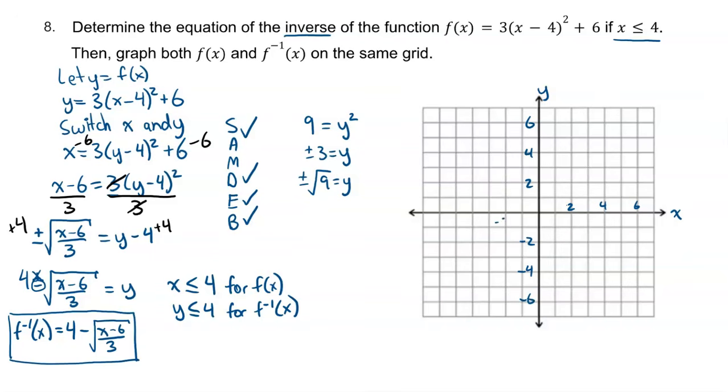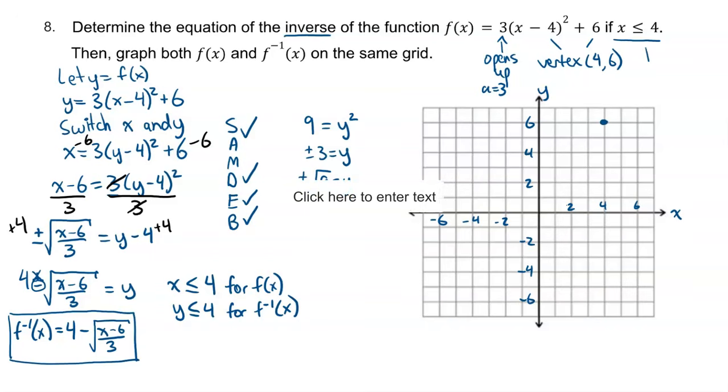And I'm going to start by graphing the original function. The original function had an a value of 3, and it had a vertex of 4, 6. So the a value is positive 3, which means that it opens up, and the vertex was 4, 6. So let's go ahead and start by graphing the vertex of 4, 6. And then we have the restriction that x had to be less than or equal to 4. Well, that's only the left side of that quadratic. You see, I've continued it with a bit of a dotted line, but it actually only exists on the left side due to the restriction.